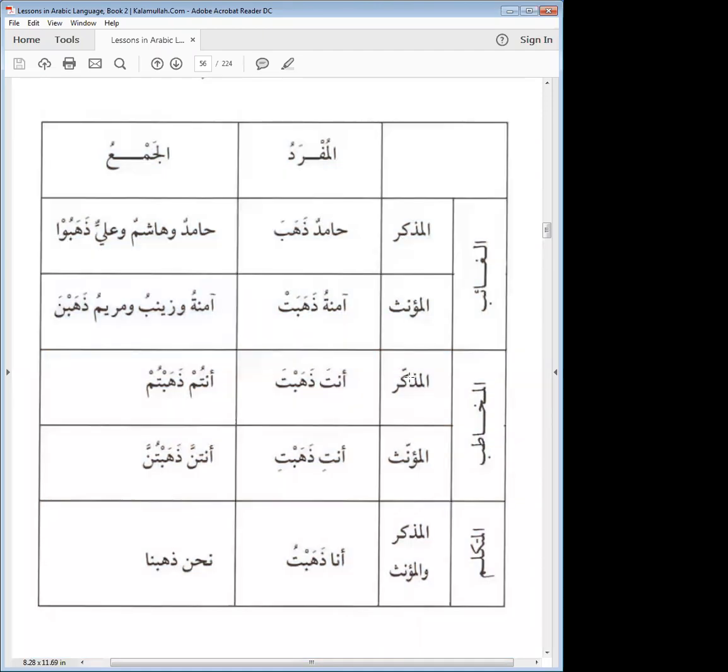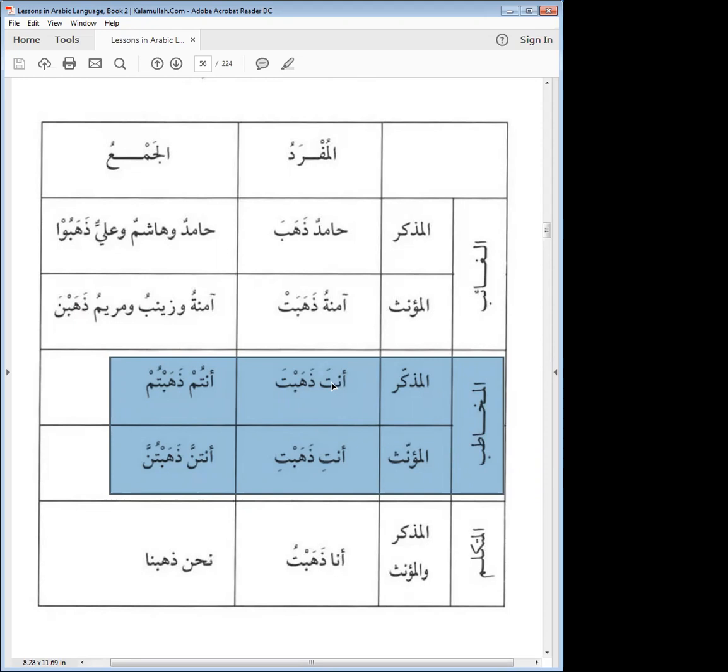Then we have al-mukhatab, which is the second person. We have masculine and feminine, and also singular and plural. Masculine singular is anta, you, speaking to one male person. So anta dhahabta. Antum dhahabtum.